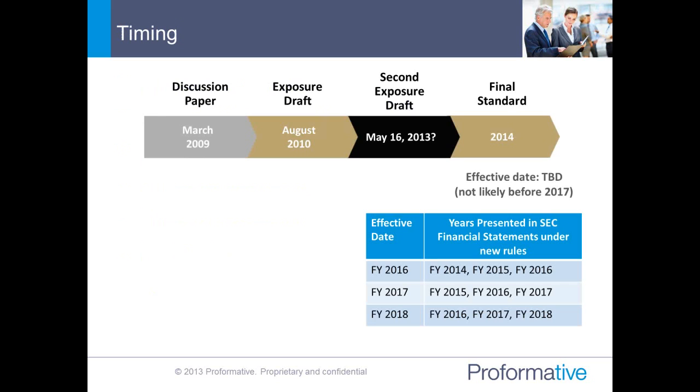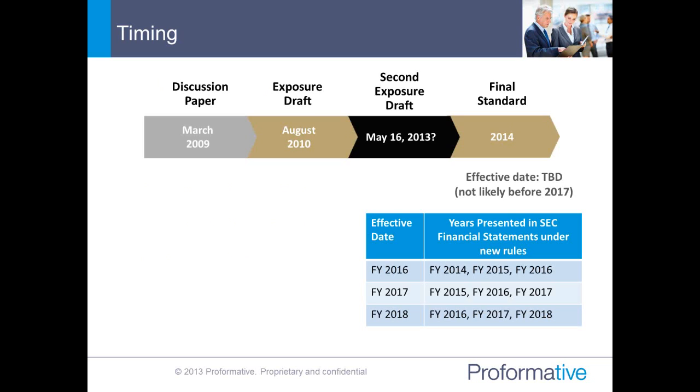This is a timeline of the project. It started out as a discussion paper in 2009 and got quite a few comment letters. Then there was a first exposure draft in August of 2010, which got some 786 comment letters. Significant changes have been made such that the boards felt that there should be a second exposure draft, which is expected to be issued, as I said, tomorrow.